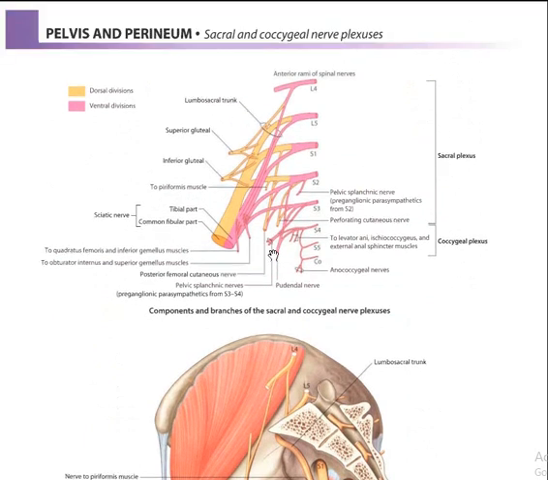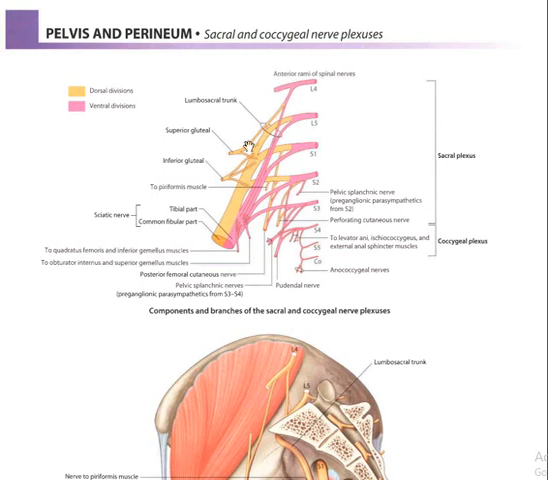So now let's visualize the sacral plexus. You need to know that the sacral plexus and the coccygeal plexus are the plexuses mainly involved with the innervation of the pelvis and perineum. Now we need to know that the sacral plexus has two main portions. It has a medial portion and a lateral portion.